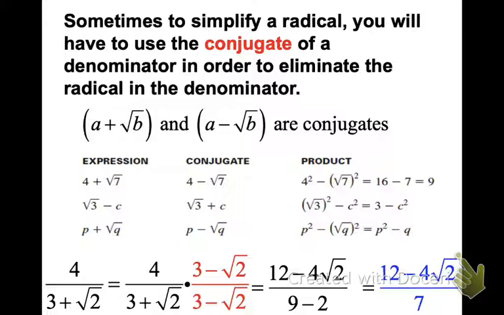This one, we cannot say 12 minus 4, because if you remember from about 2 slides ago, it would have had to say 12 square root 2 minus 4 square root 2 in order to combine those. So this is the simplified answer. That's all we can do for that one.